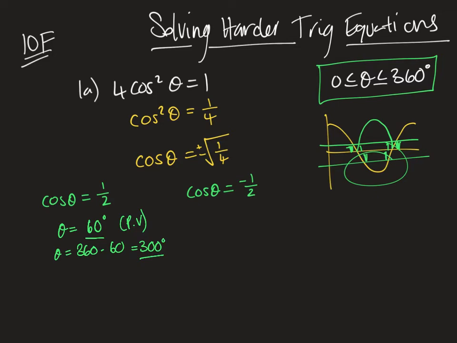For the second one, inverse cos of negative 1/2 is 120 degrees, so that's my principal value for this one. And then to find the second solution, again I can subtract that from 360 to get 240 degrees, and there are my third and fourth solutions.